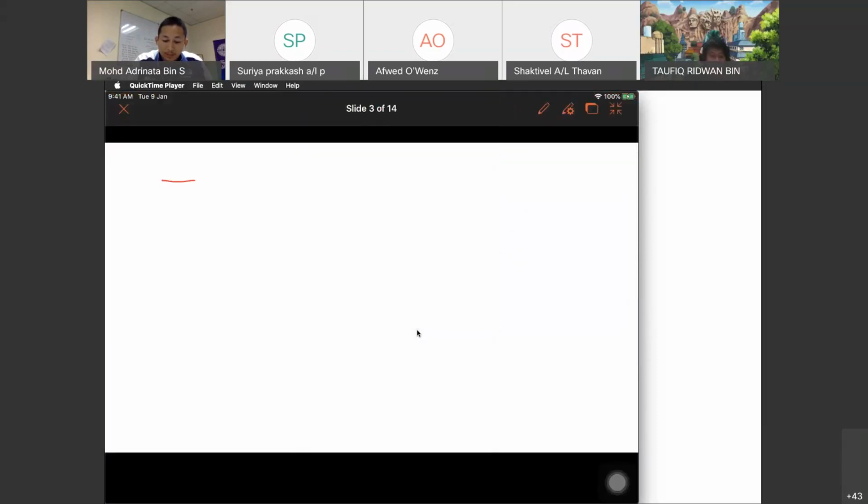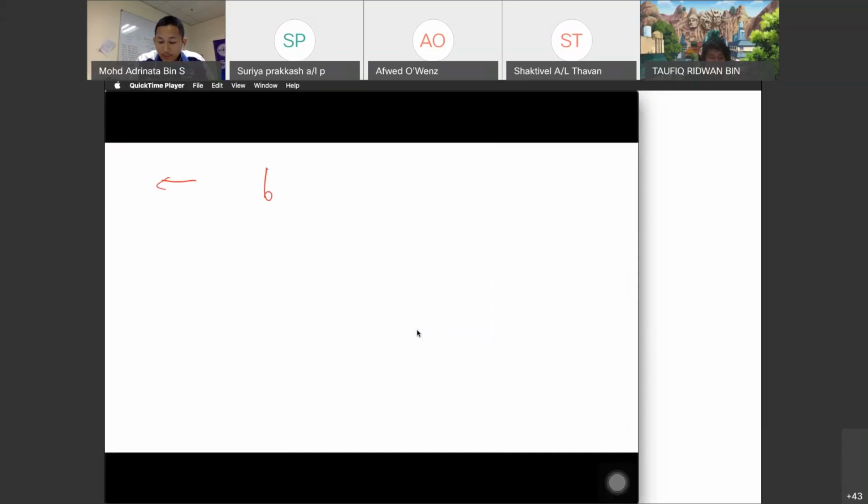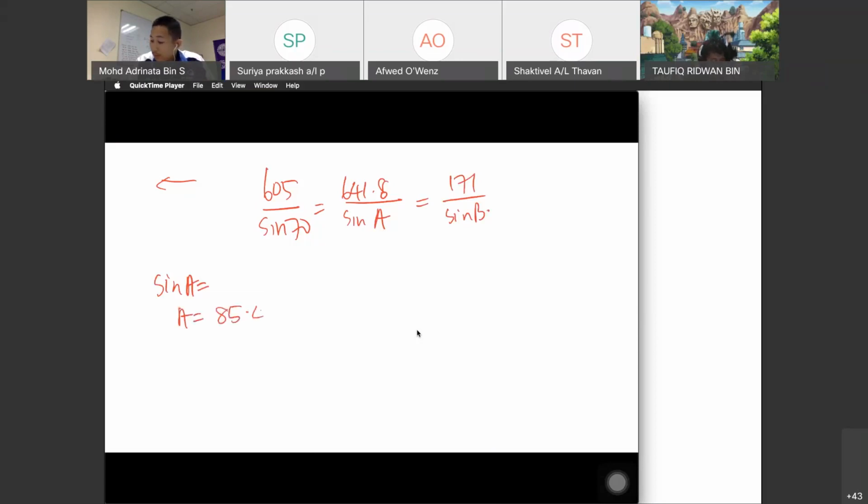Okay, so what I said earlier, 605 over sine 70 equals to 641.8 over sine A, 171 over sine B. Okay, if you don't do sine B, you directly do sine A, you will get 85.4. Okay, so this one very tricky. If you don't do B, you directly do B equals to 180 minus 70 minus 85.4, you get B. So this is wrong.